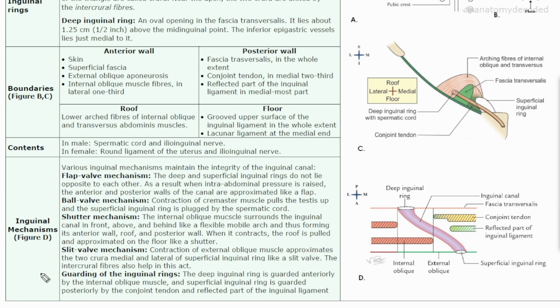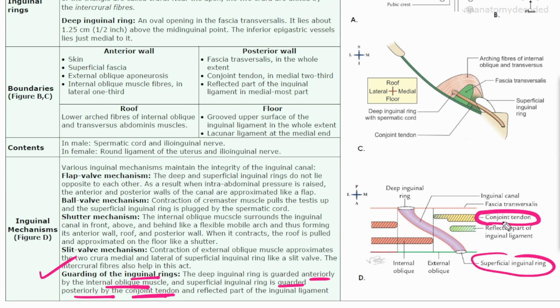Okay. Then there are some guardings of the inguinal ring. The deep inguinal ring is guarded anteriorly by the internal oblique muscle fibers, and the superficial inguinal ring is guarded posteriorly by the conjoint tendon. As we can see here, there is a superficial inguinal ring. Posteriorly, there is the conjoint tendon. And this is the deep inguinal ring. Anteriorly, there are the internal oblique muscle fibers. So this schematic diagram you can draw for the inguinal mechanisms.